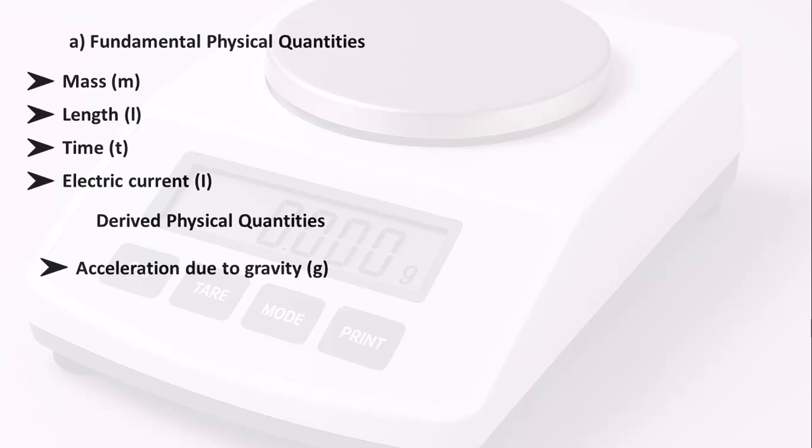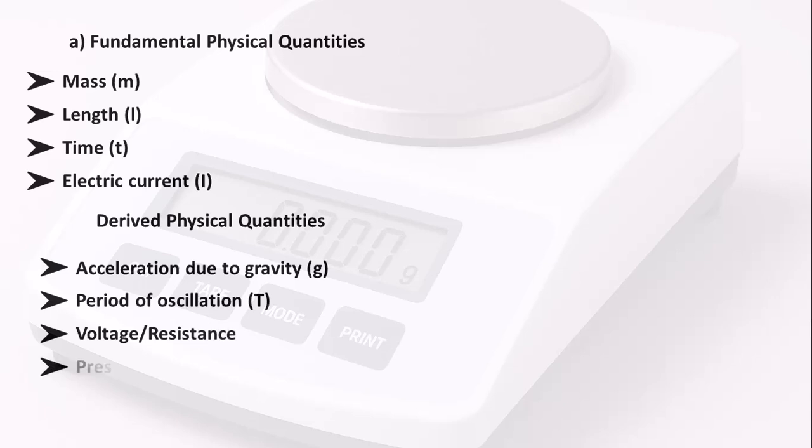Period of oscillation, T, used in dynamic calibration of balances. Voltage, resistance, electrical output from sensors in digital scales. Pressure, stress, if sensors use strain gauges, used for electrical load cell deformation.